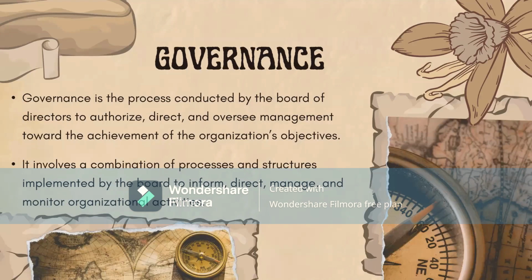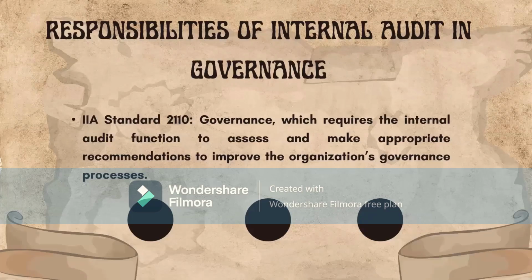Governance. As defined in Chapter 1 and Chapter 3, governance is the process conducted by the Board of Directors to authorize, direct, and oversee management toward the achievement of the organization's objectives. It involves a combination of processes and structures implemented by the board to inform, direct, manage, and monitor organizational activities. For the purposes of this chapter, we will only discuss governance in terms of the internal audit function's specific responsibility.